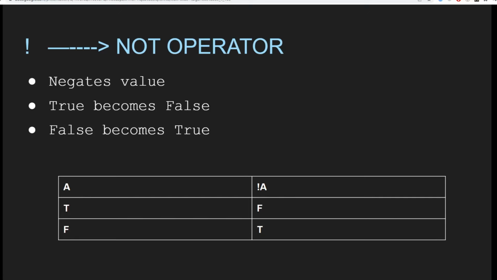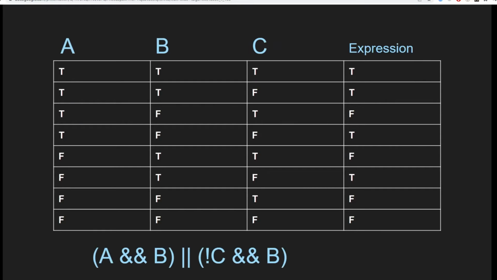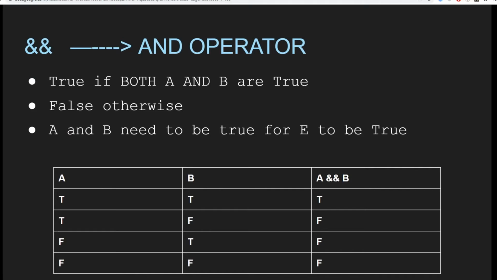It's a unary operator, so it affects only one Boolean variable, or Boolean value rather. Because if you put it in brackets as in the previous one, you could put the not in front of the whole parentheses, and this would negate the result of the A and B. But this will become clear in a second.